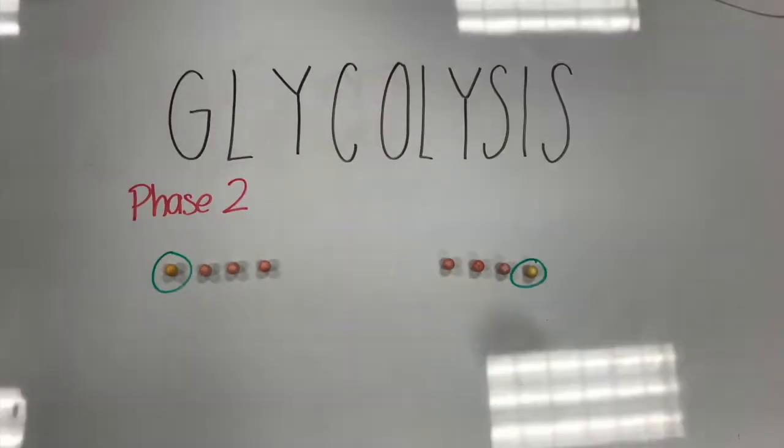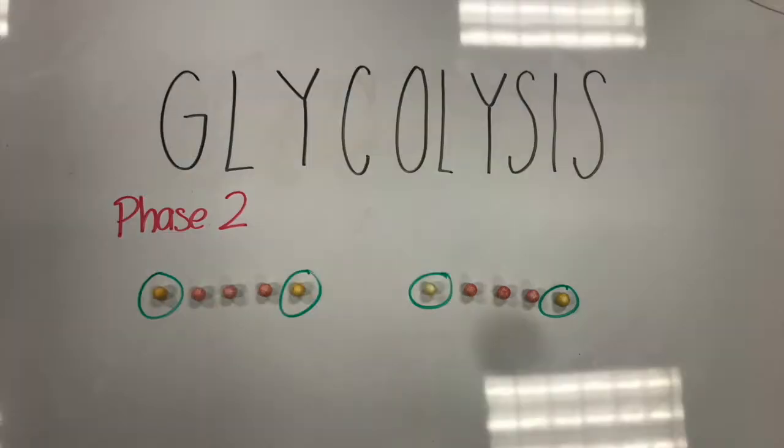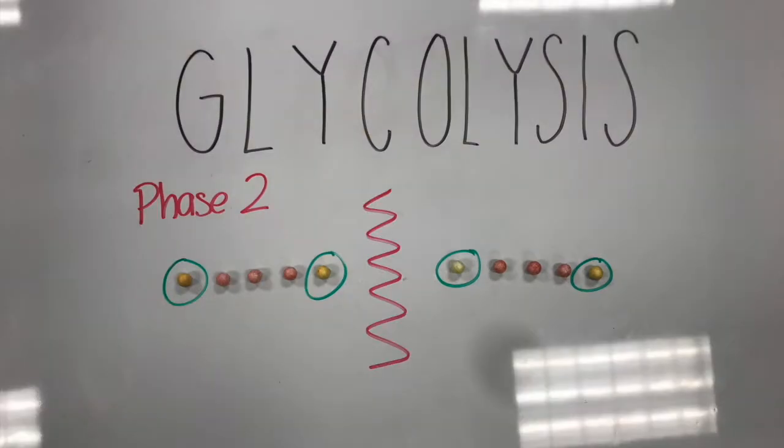And then we move to phase 2, where the lysis, or break, of glucose occurs. Glucose is broken down into 2 molecules of 3 carbons each with the help of an enzyme called hexase. Sorry for my pronunciation. That's not the best.